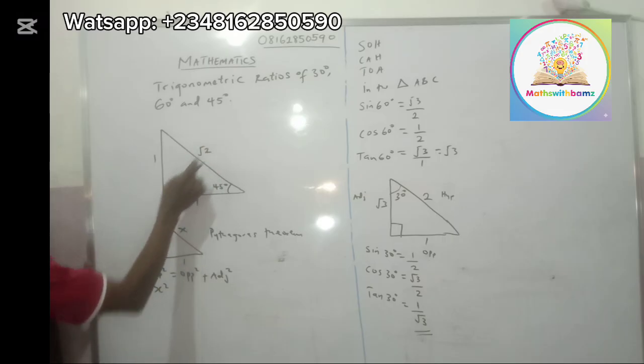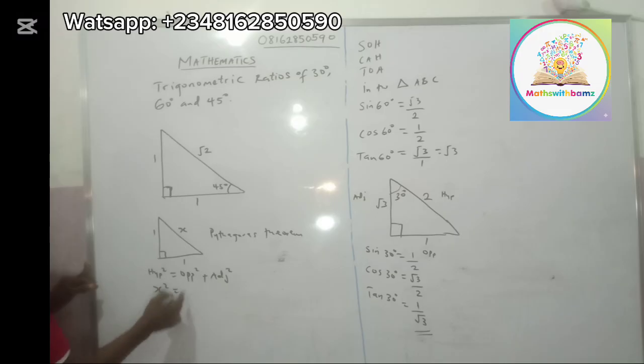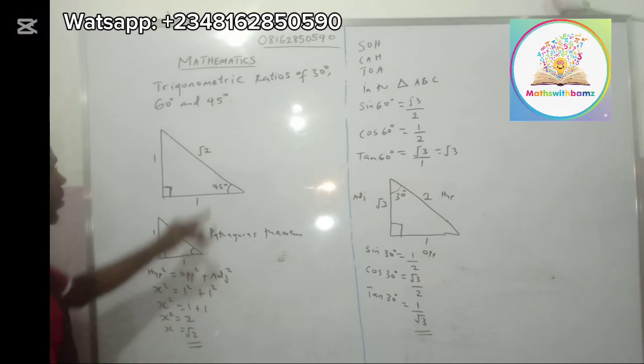I want to prove how we get square root of 2. So equals to what? Opposite is what? If here is 45, this is always our opposite. That is 1 squared, then plus adjacent, which is still 1 squared. So put it together: x squared equals 1 squared, which is 1, plus 1. Then x squared equals 2. Then x is now equal to square root of 2. So that is how we get our square root here.